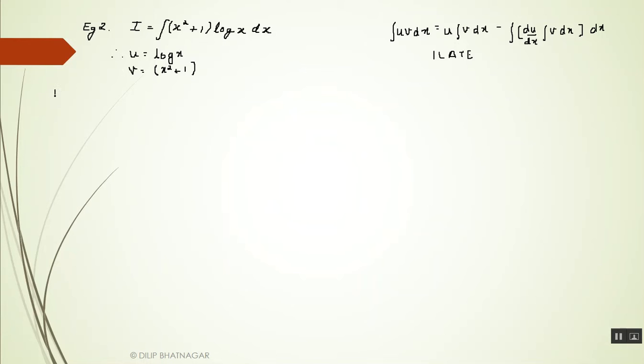Right? Therefore, rewriting I, now I'll use the formula for integration by parts, u integral v, therefore u is log x, so u integral v, that is x square plus 1 dx, minus integral du by dx, therefore d by dx of u, that is log x, minus integral v dx, v is x squared plus 1 dx, whole dx.